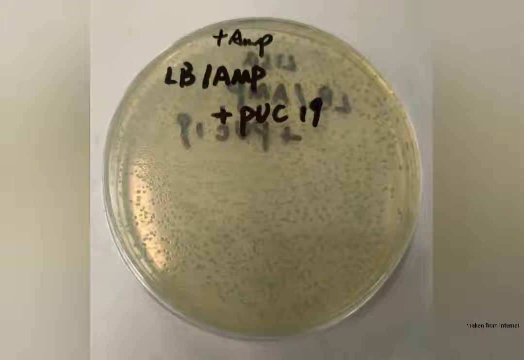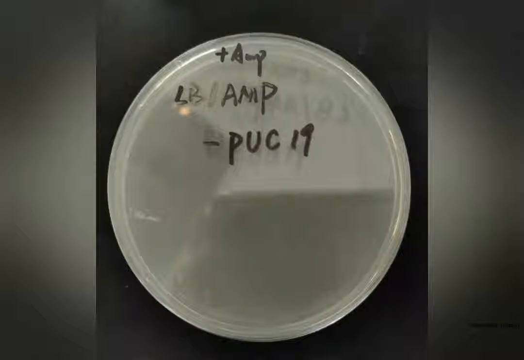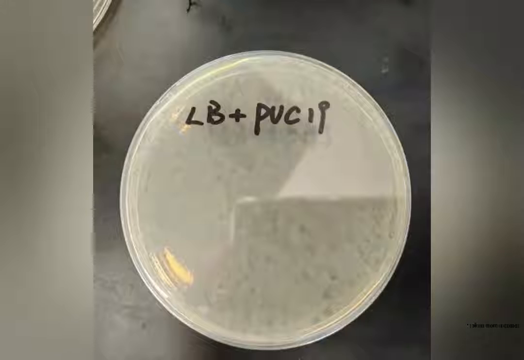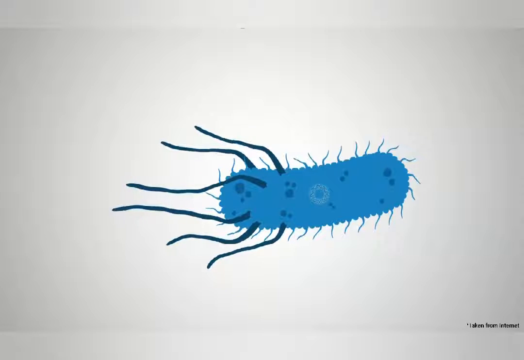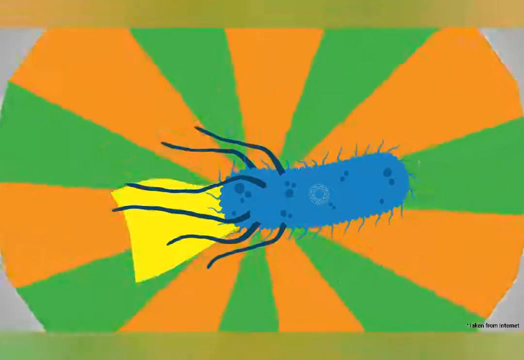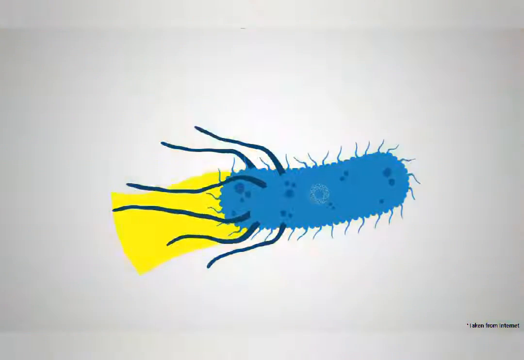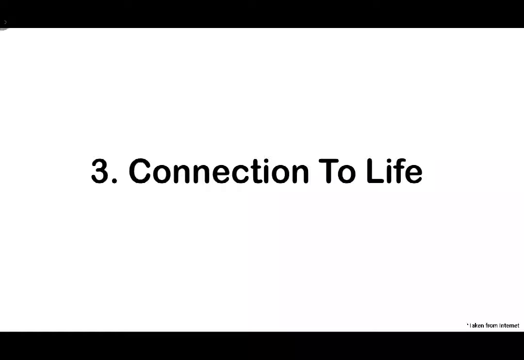Then, the next day, we are able to see blue colonies on the plate which contains the PUC19 plasmid, LB, and AMP. No visible colonies appear on the plate which contains LB and AMP without the PUC19 plasmid. Using a microscope, white and blue colonies can be found on the plate which contains the PUC19 plasmid and LB. Using a microscope, white colonies can be found on the plate which contains LB without the PUC19 plasmid. This experiment illustrated that bacterial cells could complete the transformation process by picking up the foreign DNA plasmid under some circumstances. So, how does this relate to our lives?